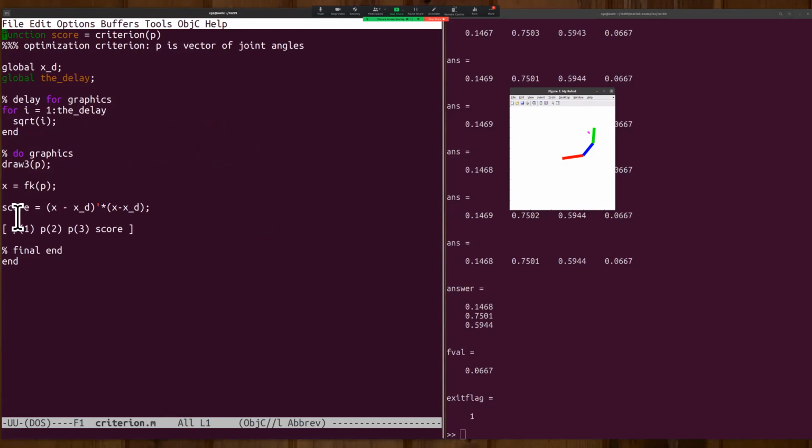Now that I know where the tip is, I can measure the distance between the tip and the target. This would be the distance squared, and that gives me a score. And then this is a way in MATLAB to print out the three joint angles, which are in a vector called P, and the score. So that's what's going on when I just said move the tip to the pink dot, and I don't care about anything else. Now, what Ethan suggested is, let's change the score function.